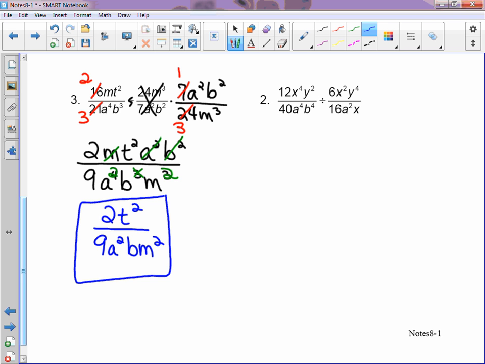Have you flipped your second fraction? Are we already on the next problem? Now we're multiplying and inverting my second fraction. Every time it's the second one. Okay.